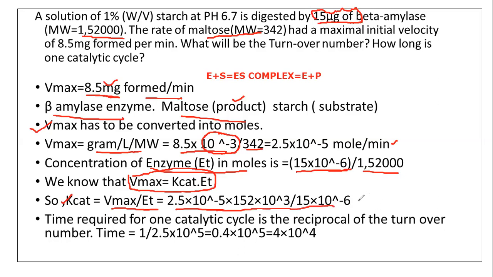It will give you 2.5 into 10 to the power 3. Now here we are calculating per minute, so the turnover number is 2.5 into 10 to the power 3 per minute.